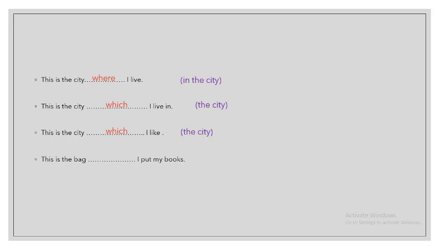This is the bag I put my books. I put my books where? In the bag. Great. I used a preposition in my answer, right? So I will use where or which. Yes, where. So this is the bag where I put my books. This way, you can differentiate between using where and which. Let's see another exercise.